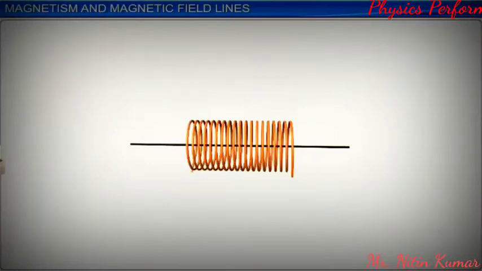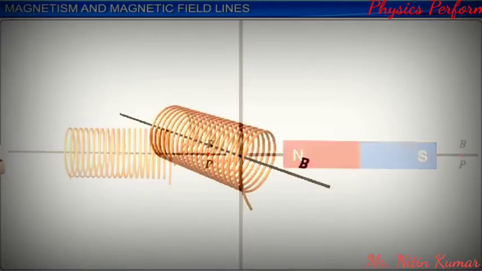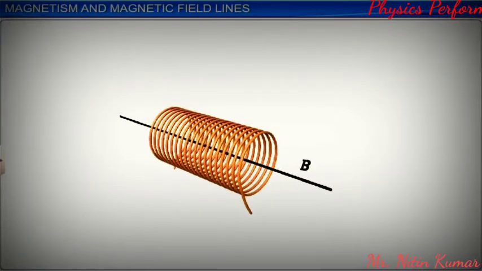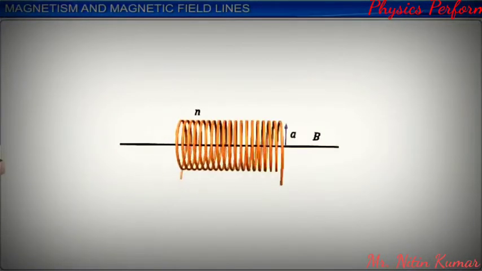To make it more clear that the field due to a solenoid is similar to that of a bar magnet, we calculate the magnetic field induction B at a distant point on the axis of the solenoid and compare it with the magnetic field induction at a point on the axial line of a bar magnet. Consider a solenoid of finite length with n turns per unit length. Let a be the radius, 2L be the length, and I be the current passing through the solenoid.